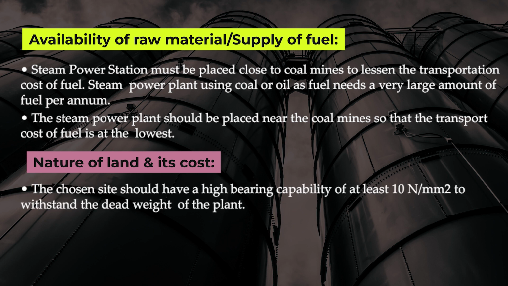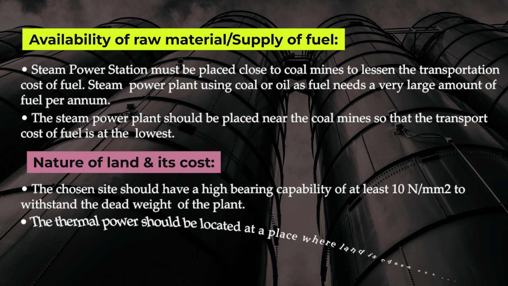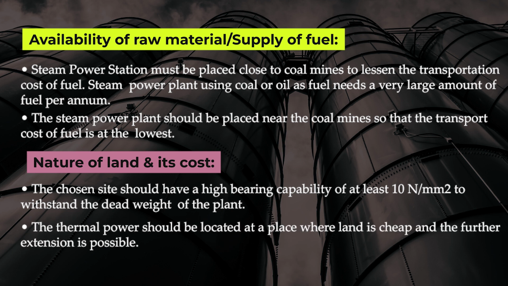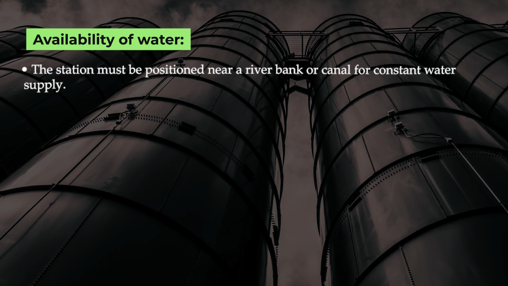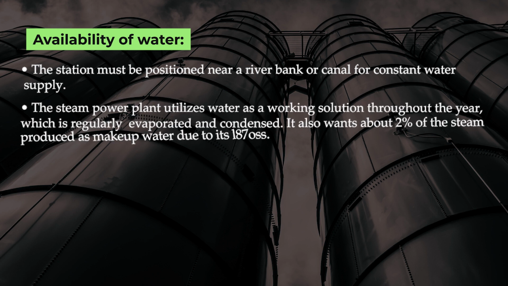The chosen site should have a high bearing capacity of at least 10 Newton per square millimeter to withstand the dead weight of the plant. The thermal power plant should be located at a place where land is cheap and further expansion is possible. Availability of water. The station must be positioned near a river bank or canal for constant water supply. The steam power plant utilizes water as working fluid throughout the year, which is regularly evaporated and condensed.